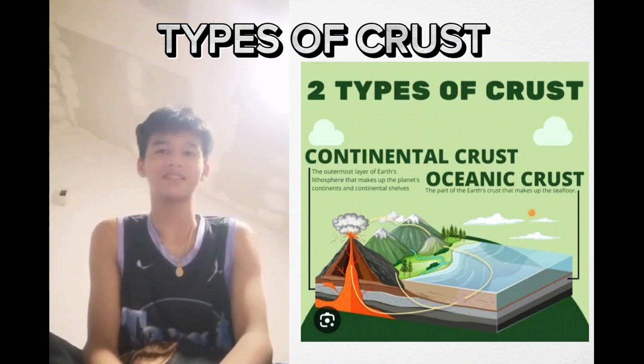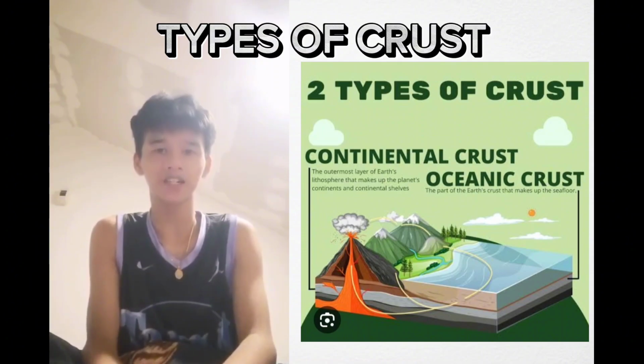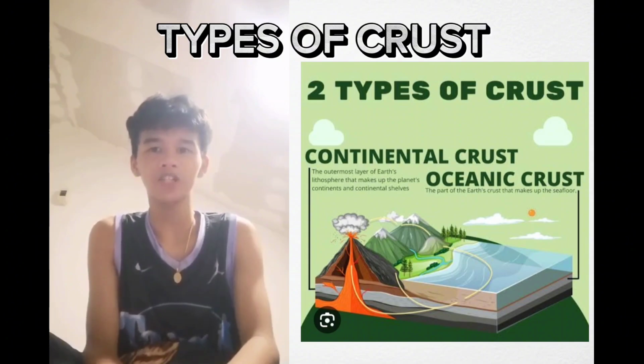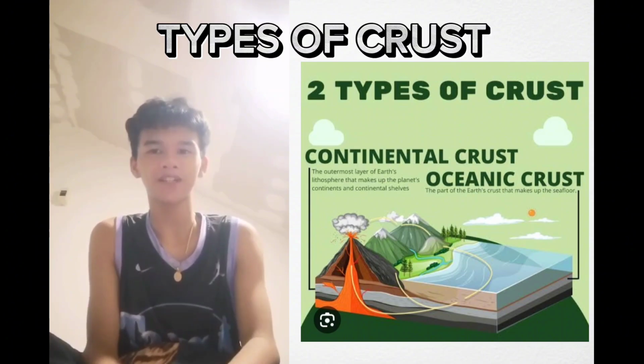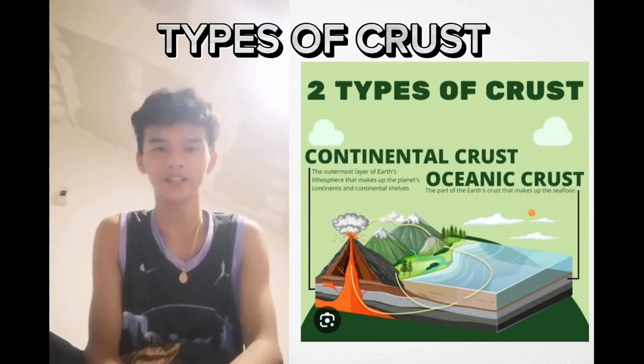Types of crust. This is the outside layer of the earth and is made of solid rock, mostly basalt and granite. There are two types of crust, oceanic and continental. Oceanic crust is denser, thinner, and mainly composed of basalt. Continental crust is less dense, thicker, and mainly composed of granite.